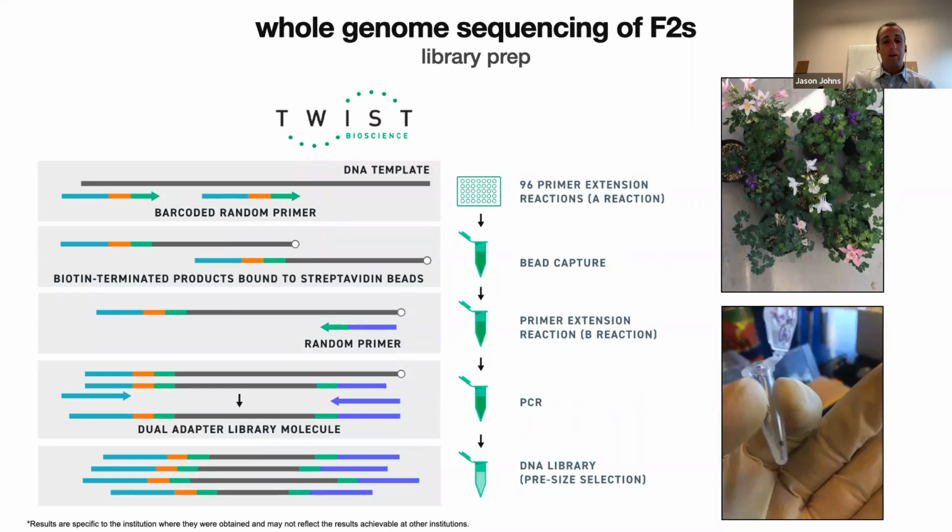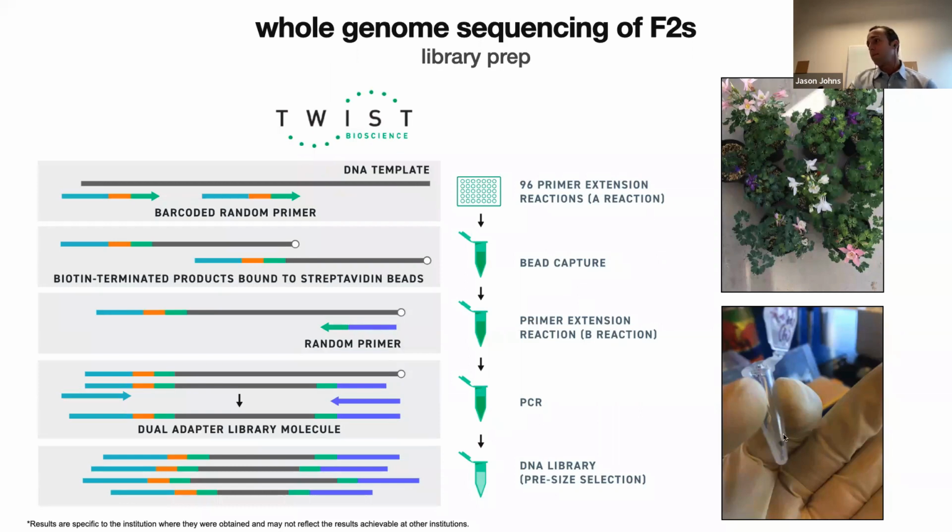So we ended up going with the Twist 96 prep library prep kit, which ended up being really cost and time effective. And Paul described the mechanics of how that works, so I won't repeat what he said, but I'll just say that it was really nice to be able to pool all of the samples just after this first step. And we were sequencing 5 plates worth of samples in this particular run. And so to work with 5 tubes instead of almost 500 different wells was really nice.